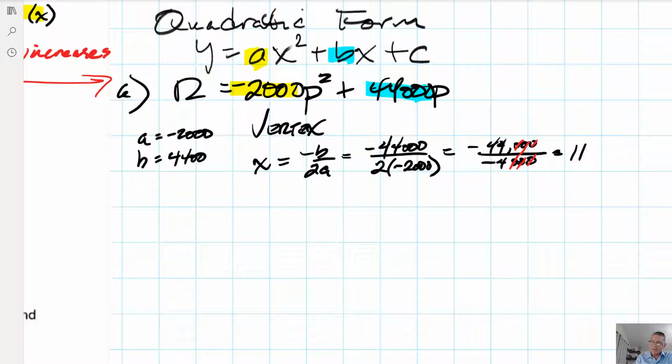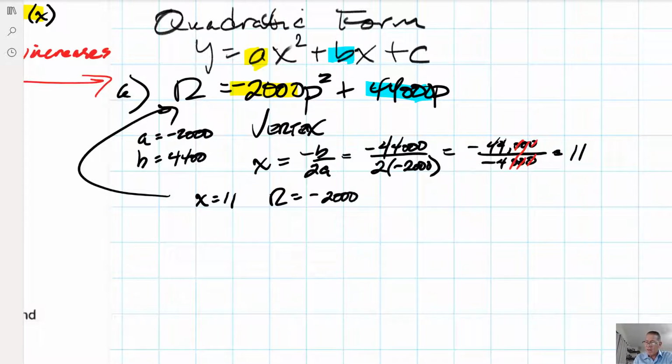And then what you do is you substitute this back into the function here, and you go for it. So r, the revenue, okay, not y, but r, is negative 2,000 times 11 squared plus 44,000 times 11. You substitute it into the function. I say x, it really is actually p. Okay, so p is 11. X and p are the same thing, right? Because we're talking about price here, so this is actually the price. All right, so then we figure this out.